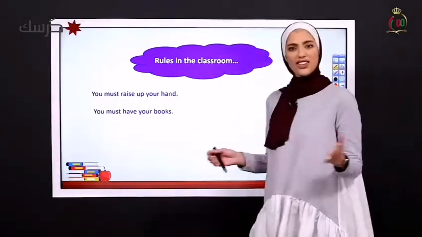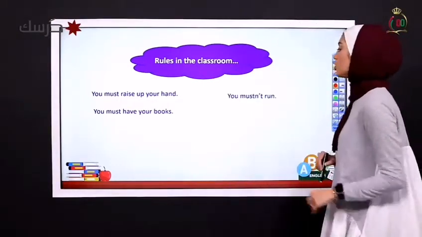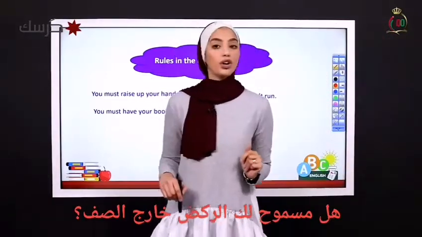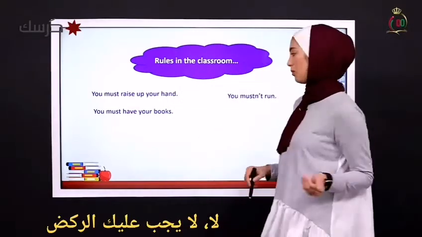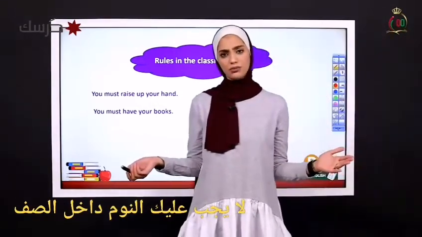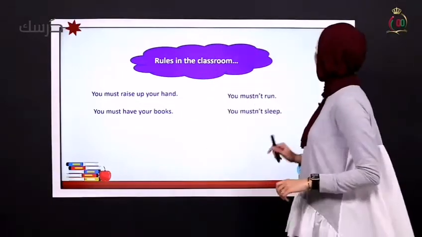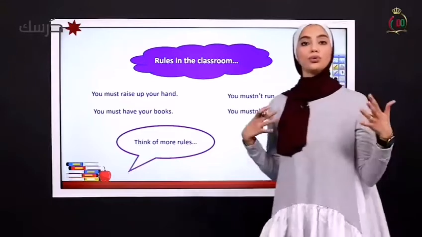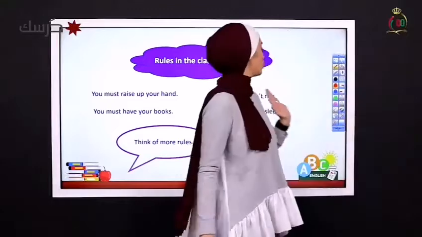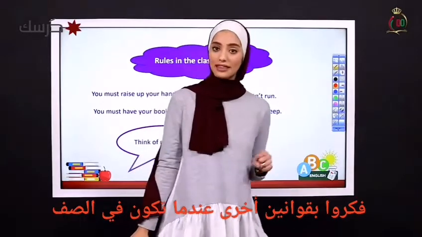Super job. You can't go to the school without your books. You must have your books. You mustn't run. Remember, can you run out of the classroom? No, you mustn't run. What other rules? You mustn't sleep. Can you sleep in the classroom? No, you mustn't sleep in the classroom. Now I want you to think of more rules in the classroom. You must raise up your hand, you must have your books, you mustn't run, you mustn't sleep. I want you to think of more rules in the classroom, okay?